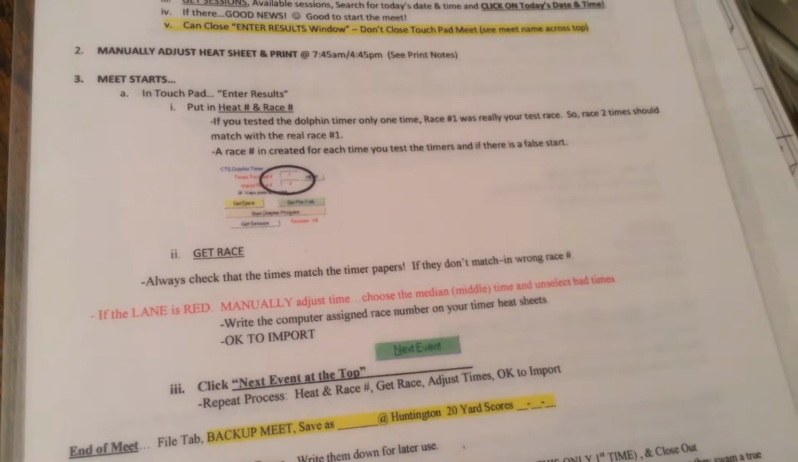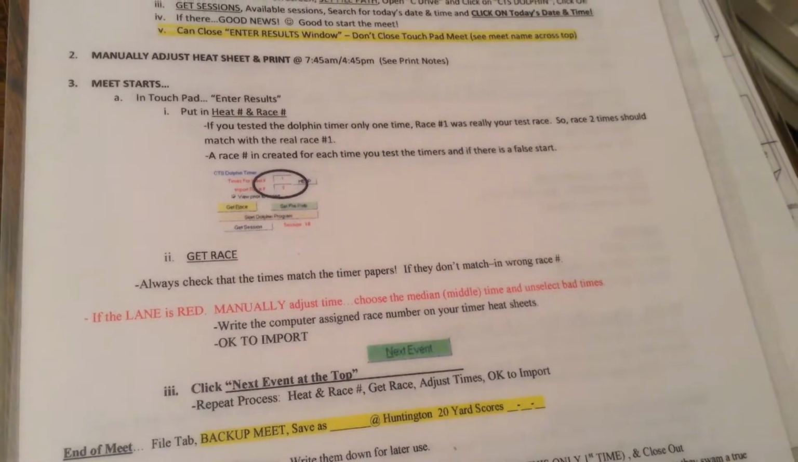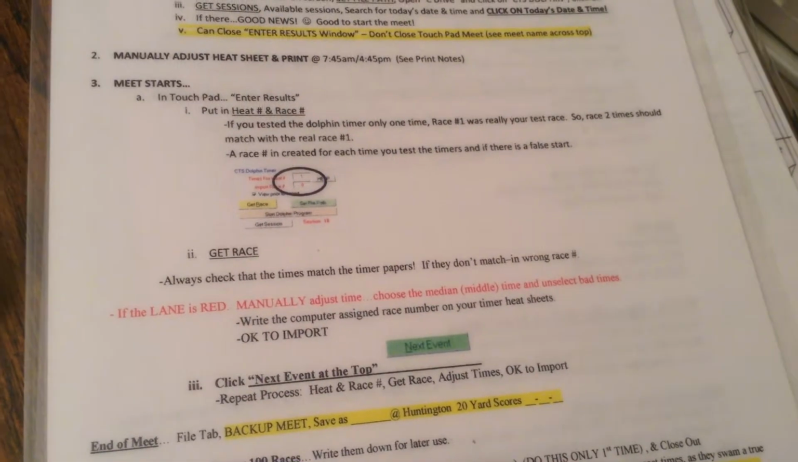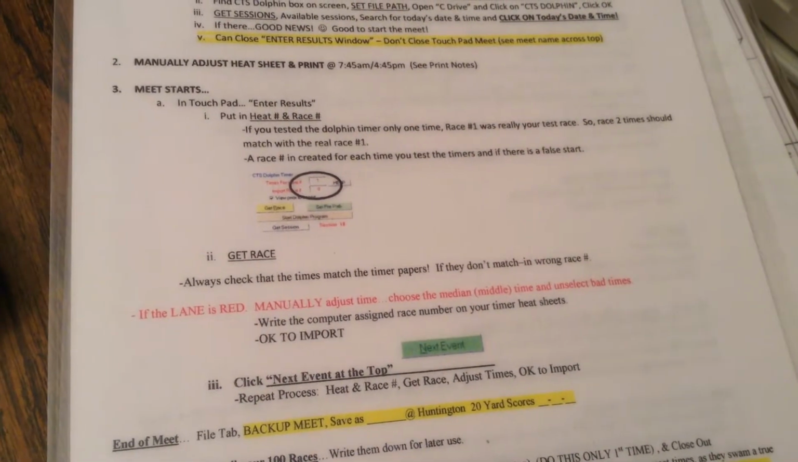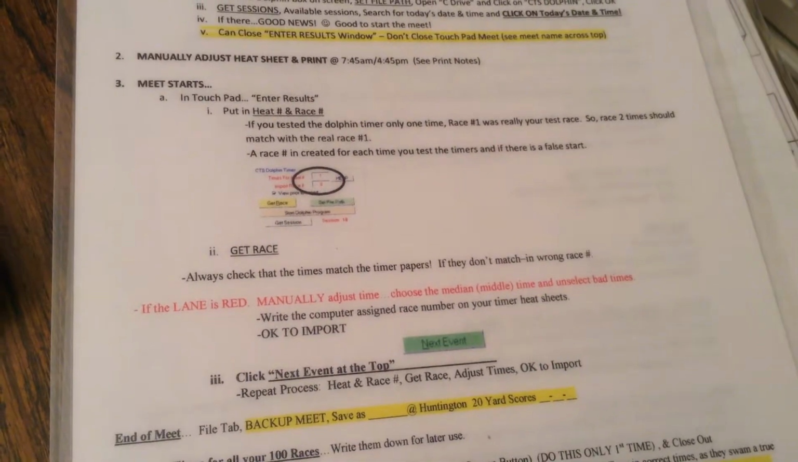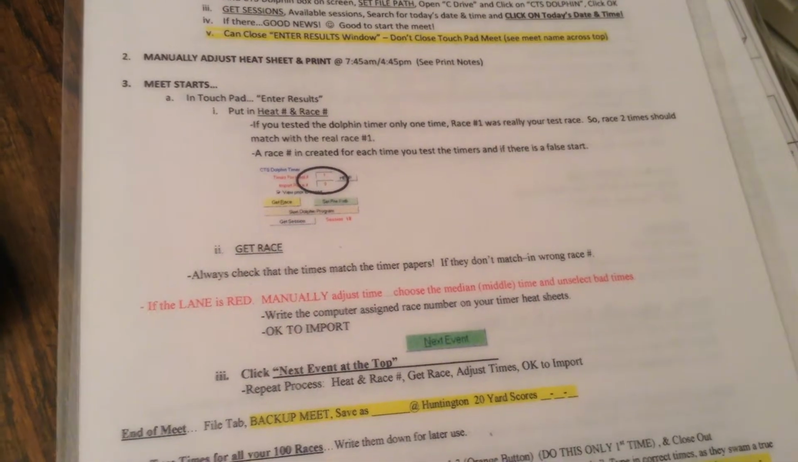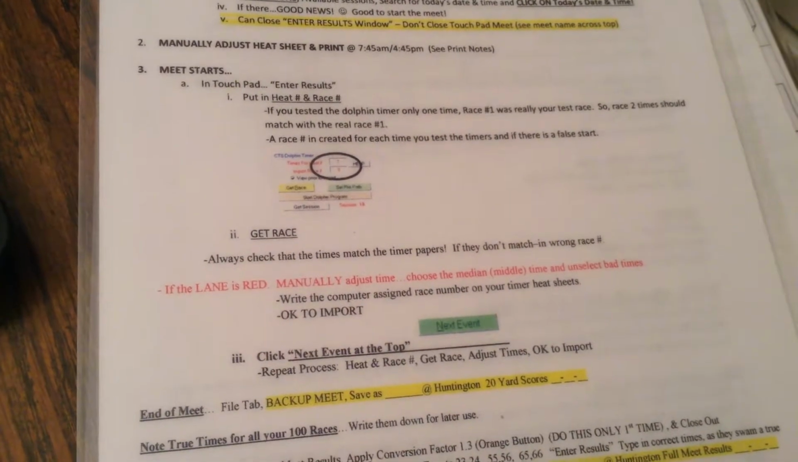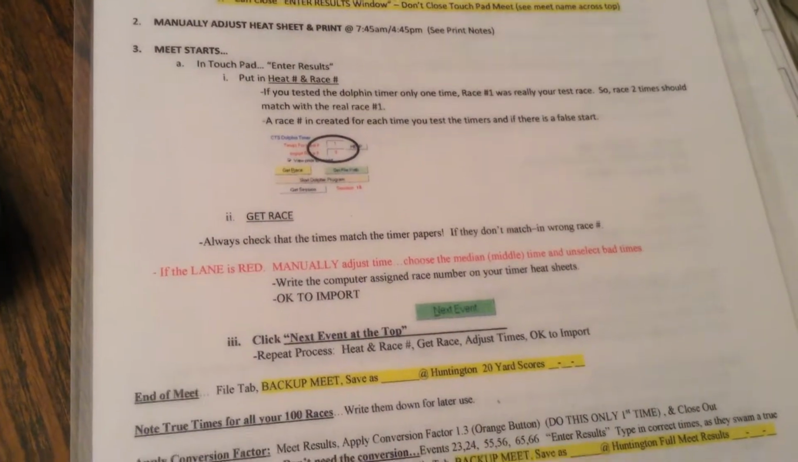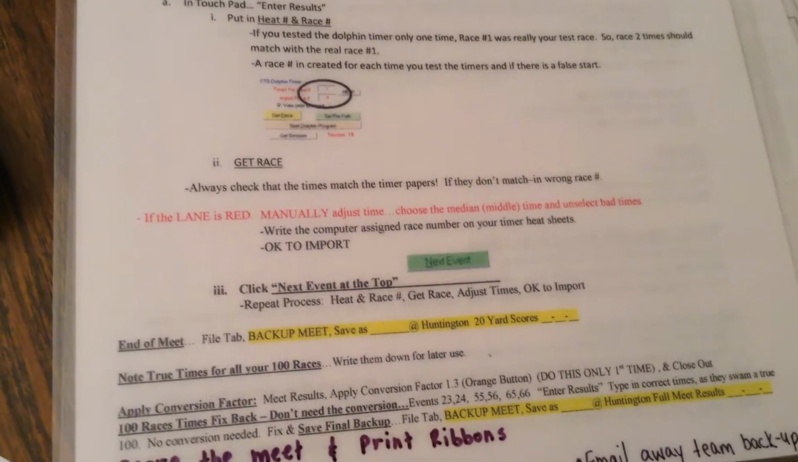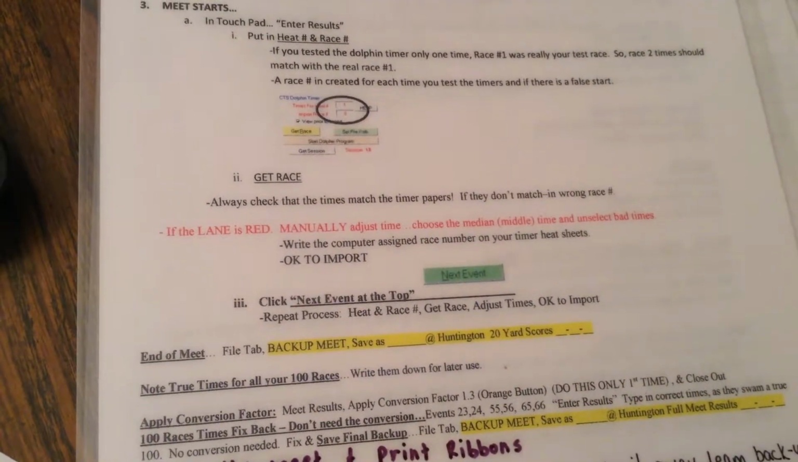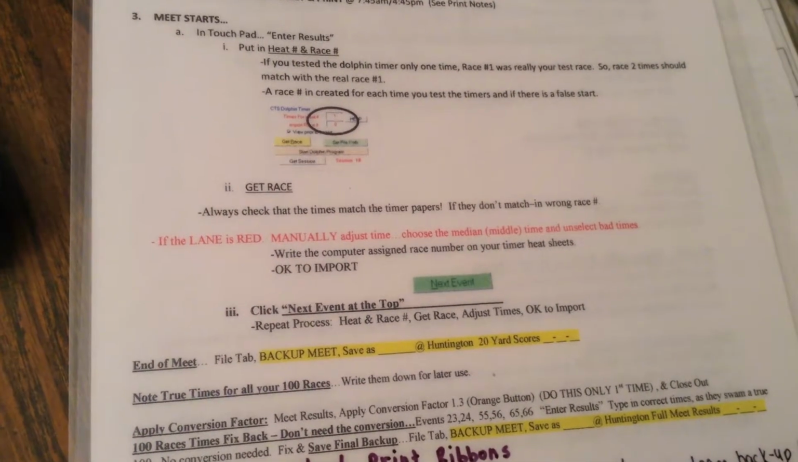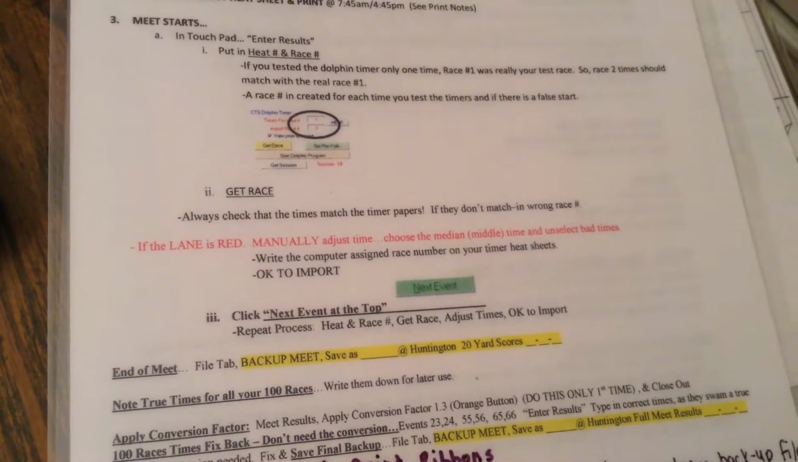So race number is created for each and every time the dolphin timers are started. I really see the race number as a file number in the system, and a file is created every single time there's a false start or those dolphin timers go off for a different heat. A new race is created. You're going to go into Get Race. Always check that the timers match the timing papers. So if they don't match up, you're probably in the wrong race number.